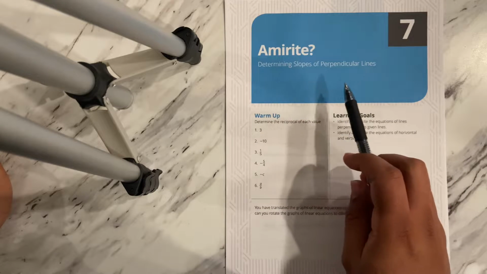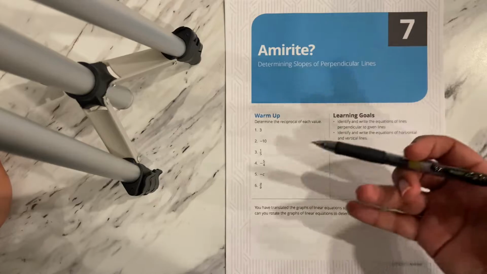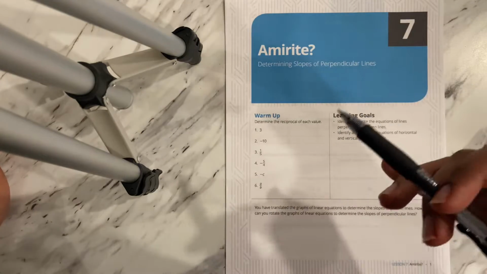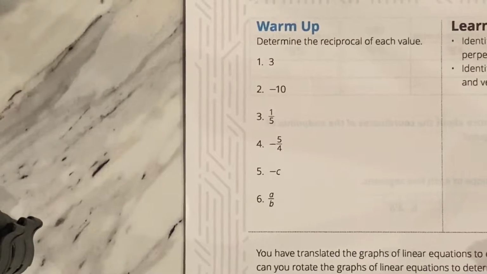Lesson 7: Determining the slopes of perpendicular lines. That's going to be a key word for today, ladies and gentlemen. I am going to go kind of fast, but at the same point, we are going to make sure we are understanding exactly what we're talking about.